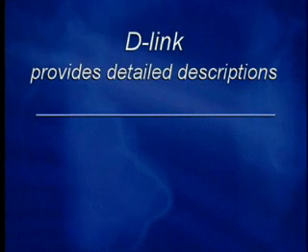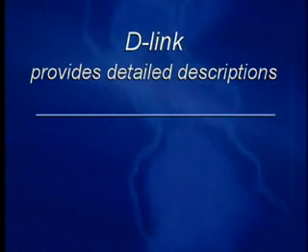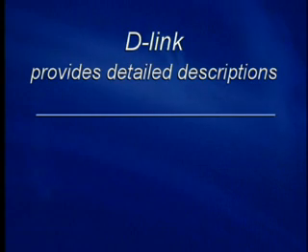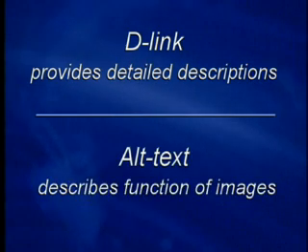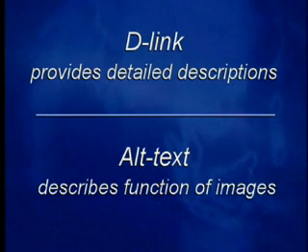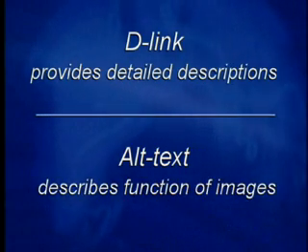A D-link is used to provide an in-depth description of something the author of the page wants to include more details about. So the alt text gives you a quick description of the image's function. The D-link gives you a longer description if you need it. Let me load a page and show you what I mean by a D-link.